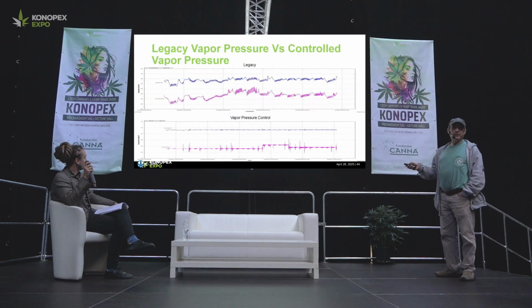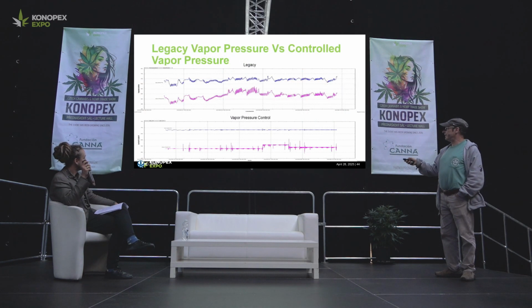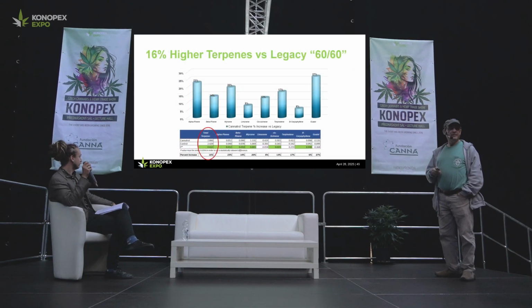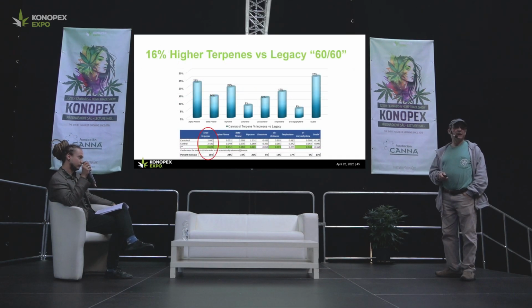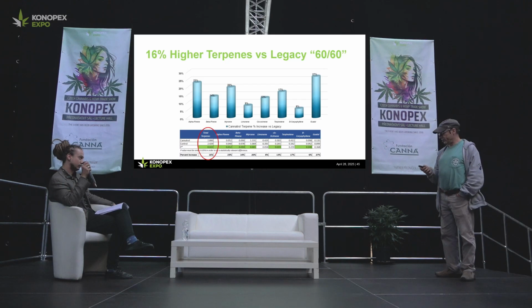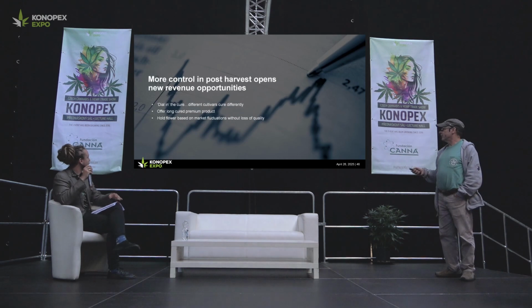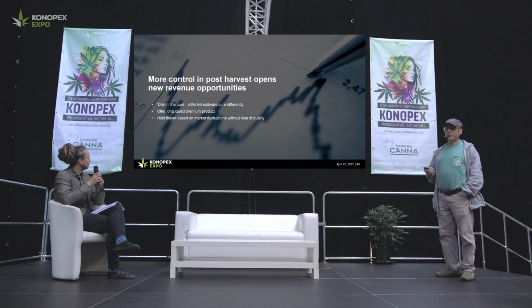And here we have a typical dry room, pink line vapor pressure fluctuating. This is maintaining a fairly constant pressure other than some noise. And by maintaining constant vapor pressure and not having ruptured trichomes, you have about 16% higher terpene retention.